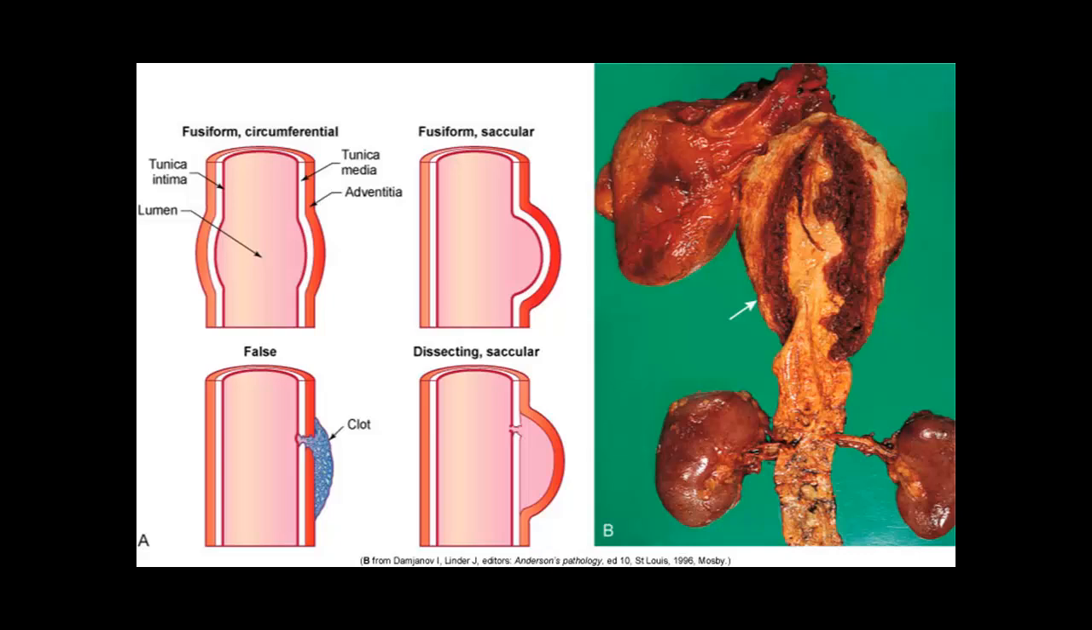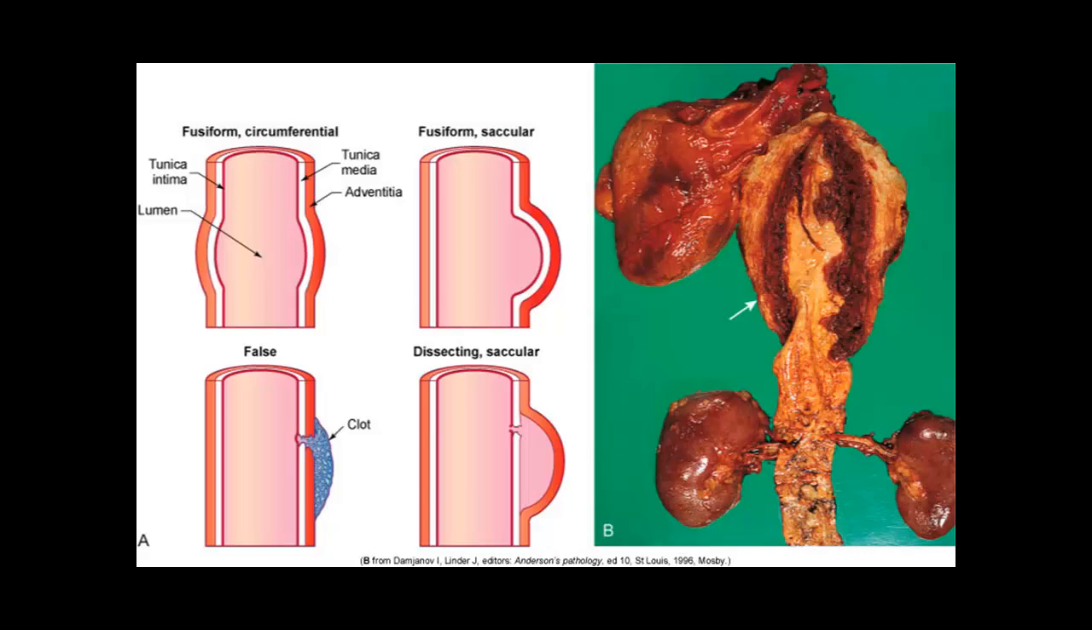Down on the bottom on the left, we're seeing a false aneurysm. Now, a false aneurysm means that we've got a hole going through the muscle and we've got a clot on the outside. So it's not really an aneurysm. It looks like an aneurysm because we've got this clot on the outside of the vessel that makes it look like the outside of the vessel wall is distended.